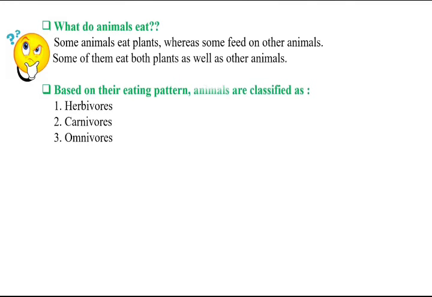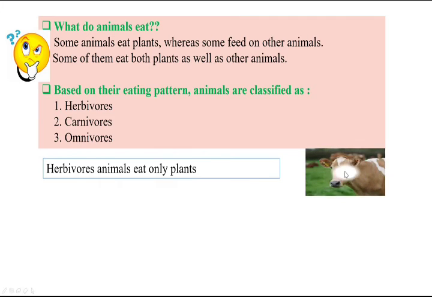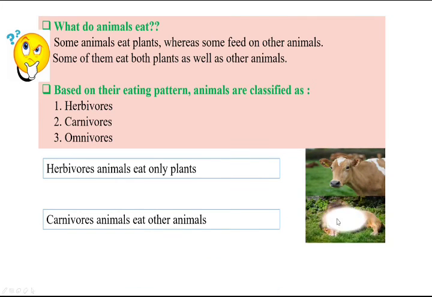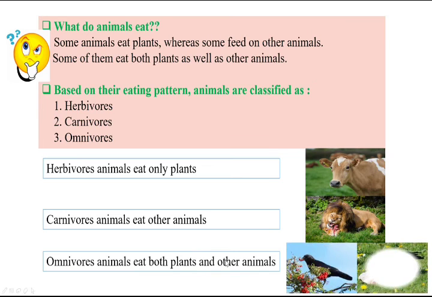Okay students, till now we discussed what human beings eat. Now let's think about what animals eat. Some animals eat plants, some feed on other animals, and some of them eat both plants as well as other animals. Based on their eating pattern, animals are classified as herbivores, carnivores and omnivores. Herbivores eat only plants, like cow. Carnivores eat other animals, like lion. And omnivores eat both plants and other animals, like crow.